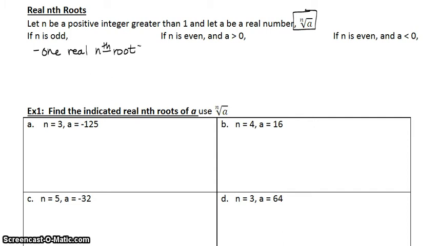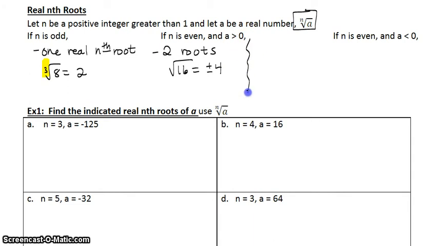So if n is odd, there's one real nth root. For example, the cube root of 8 is just equal to 2. So this was what I was looking for, the index. All right, now if that index is even and the number underneath is greater than 0, there will be two real roots. For example, the square root of 16, the roots are positive or negative 4.